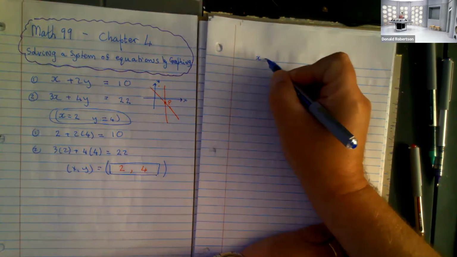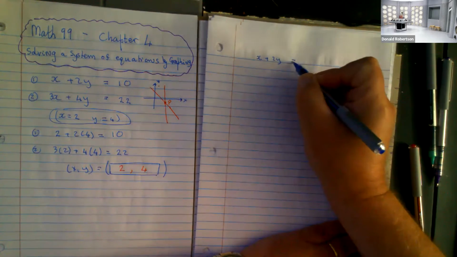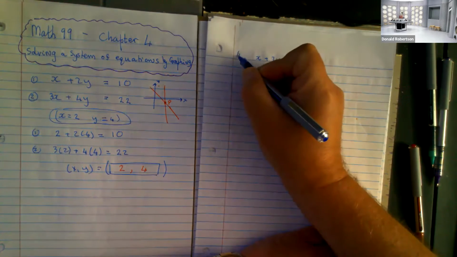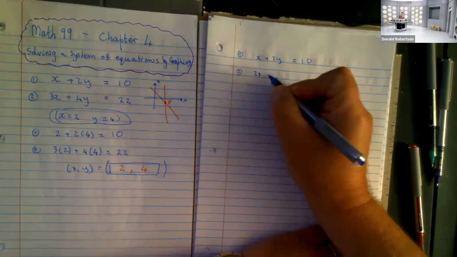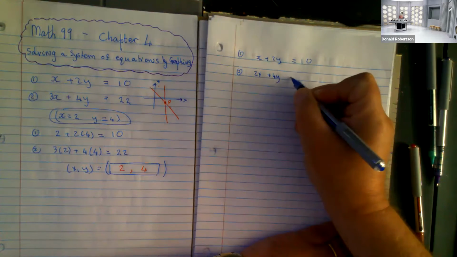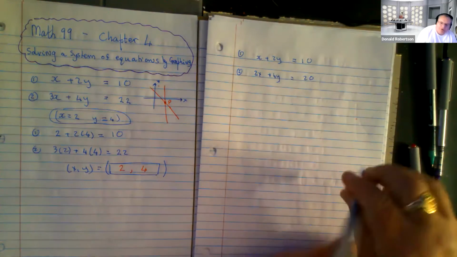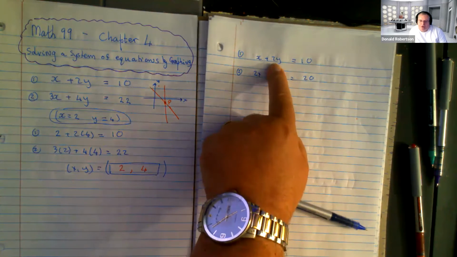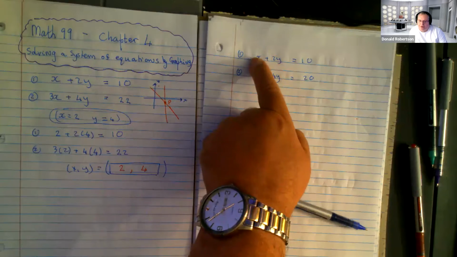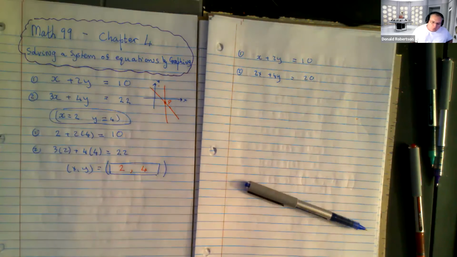If I did x plus 2y equals 10, let's make that my first equation. And my second equation is going to be 2x plus 4y equals 20. You may recognize something about both these equations in this system. These equations are actually connected. If you double this, you get that. Now, what that's going to look like is two lines, but they are going to be parallel.